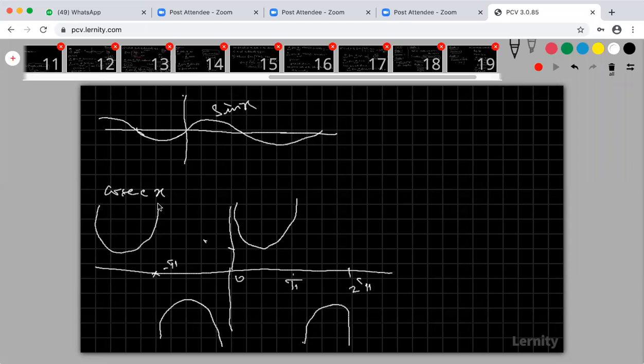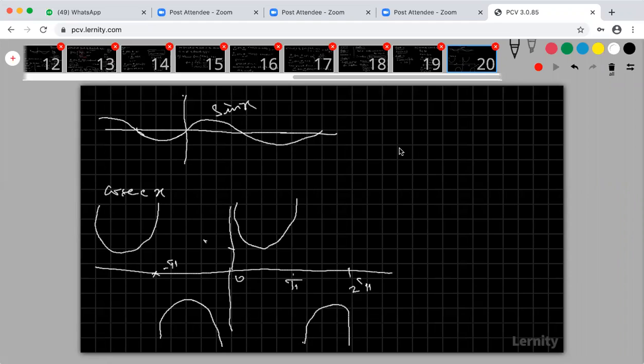This function is continuous or not. I'm just drawing the cosecant x. This function is continuous or not. Your sin x is continuous. Cosecant x is continuous or not. Any idea? This cosecant x is continuous. It is a continuous function or not a continuous function? It is a continuous function.